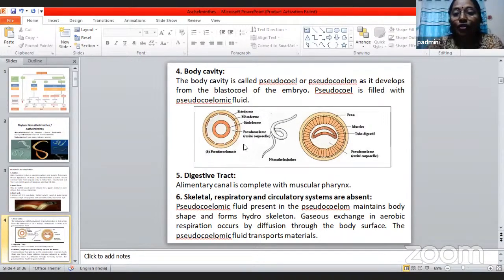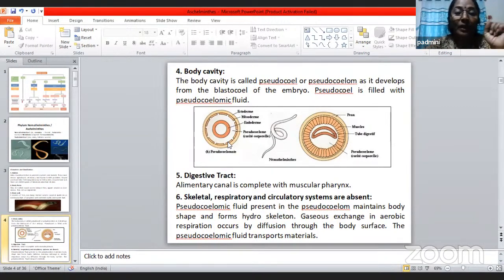The pseudocoel is filled with pseudocoelomic fluid, like our brain is filled with cerebrospinal fluid. Between the skull and the brain, you have a fluid, which is called the cerebrospinal fluid. And in the joints also, you have synovial fluid in between. In the same way, the pseudocoelom is filled with pseudocoelomic fluid.